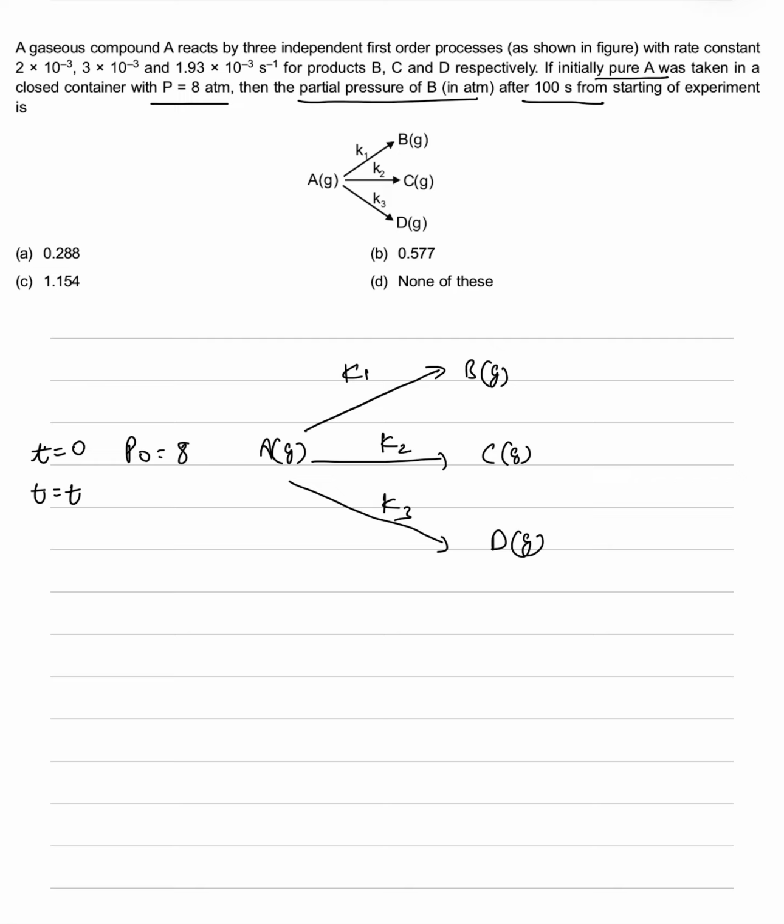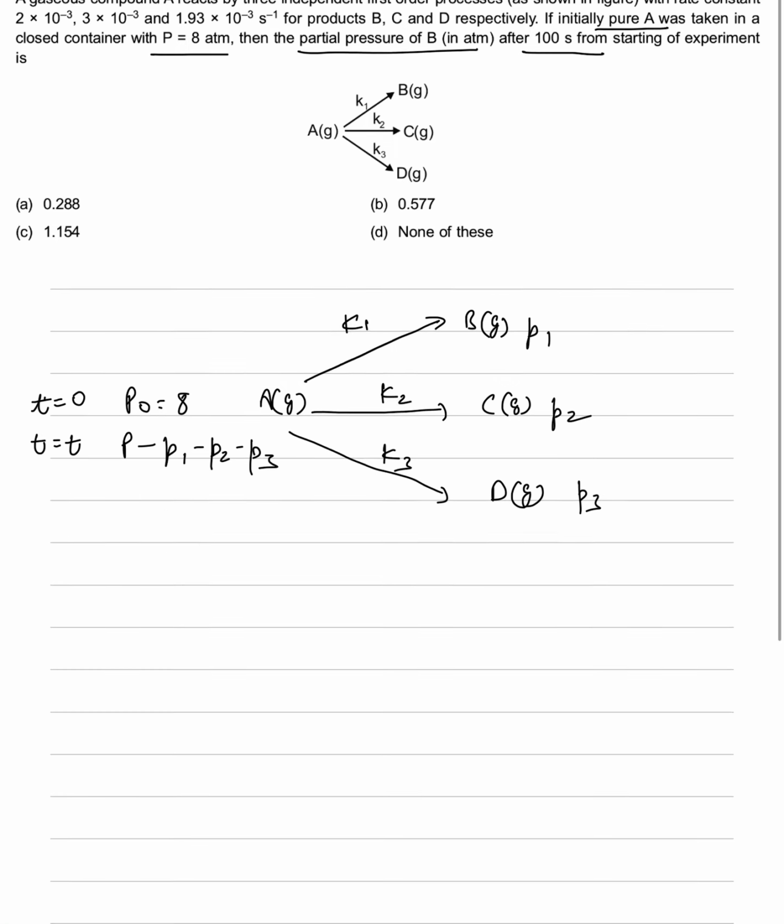Now in parallel reactions, we know that if reactant A is giving us three different products, initially we have P0, 8 atmosphere. At any time t, what will happen? Let's say we have P0 minus P1 minus P2 minus P3. Let's say A dissociates to give B with the pressure of P1, it dissociates to give C with the pressure of P2, and it dissociates to give D with the pressure of P3, right? This is how we do it.